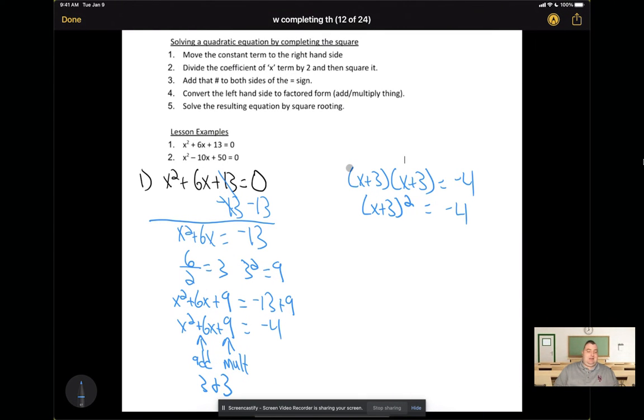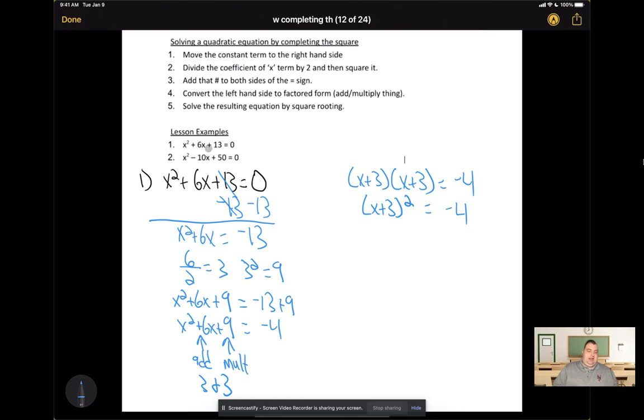So that is step 4. Convert the left-hand side to factored form. I'm going to give you a hint. The reason why it's called completing the square is that when you convert the left-hand side to factored form, you should always get the same factor twice. X plus 3 twice, or x plus 3 squared. So that's why they call it completing the square.